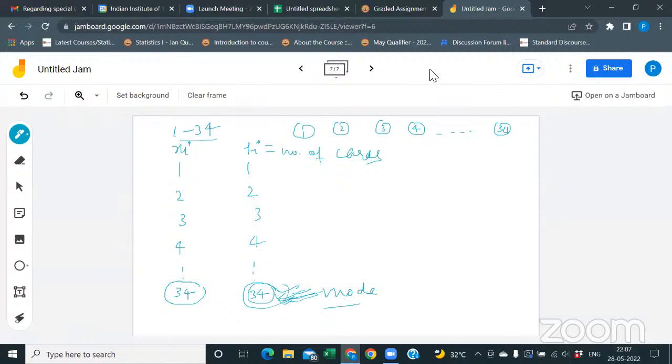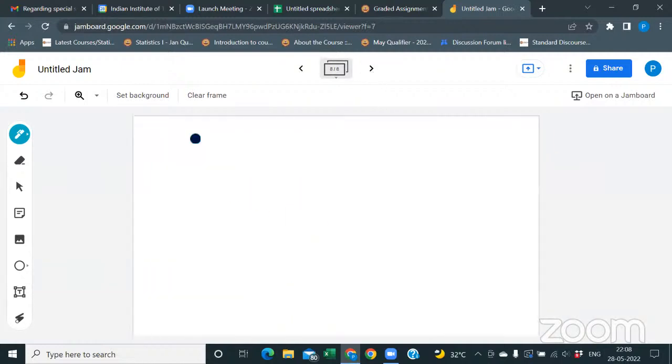Sir, one doubt. I mean, not a doubt. For finding the mean, we have to sum the squares of all the numbers from 1 to 34 and divide. Right? Mean has another formula: summation of fi xi divided by summation of fi. Even if you do that, it is 1 square plus 2 square plus 3 square plus 4 square up to 34 square, divided by 34, right? Yes. Oh, that was really tedious actually.